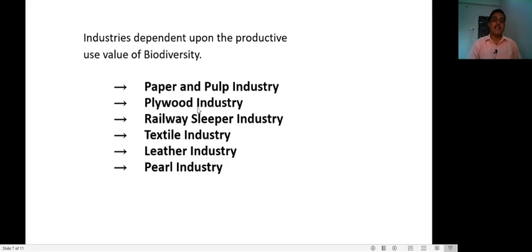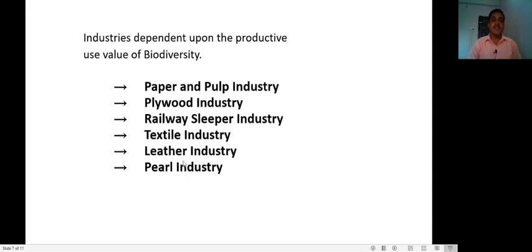Then there is the plywood industry, because when we see some malls or urbanized areas, in different shops, hotels, restaurants, flats, and apartments, we make furniture from plywood, and this plywood is derived from plant parts and sold in the market. Then there are railway sleeper industries. Then the textile industry, where different textile products are prepared from cotton.